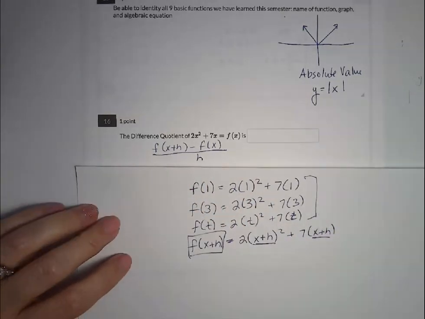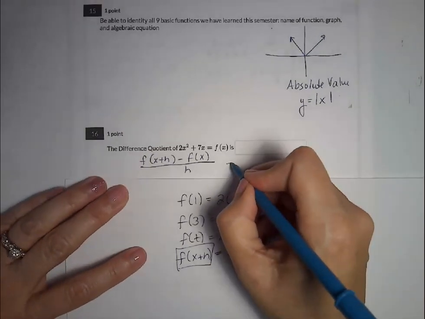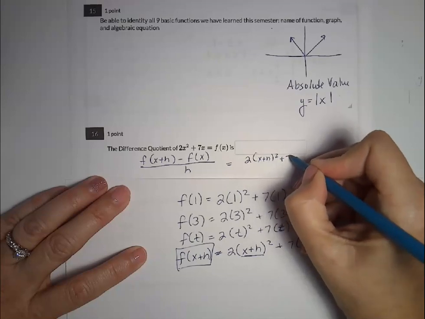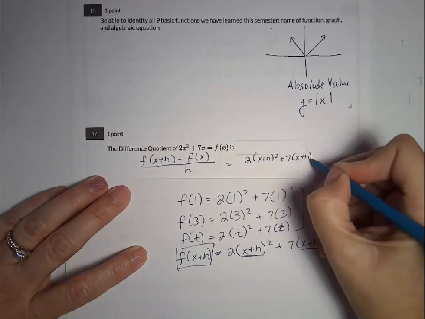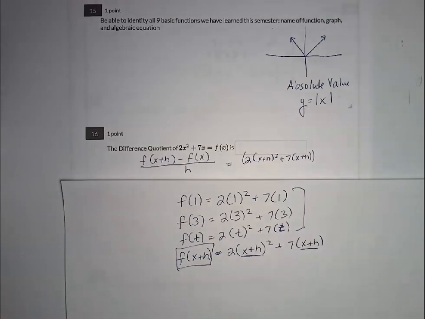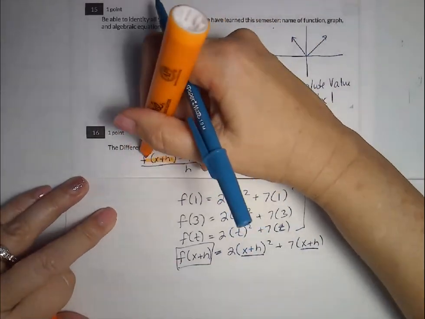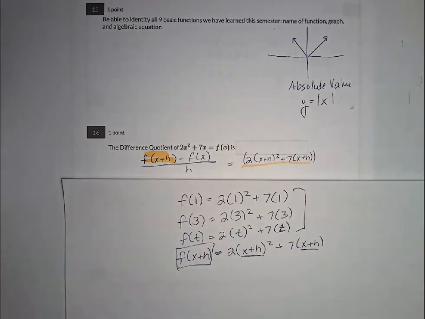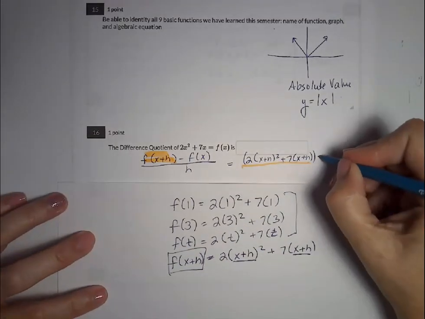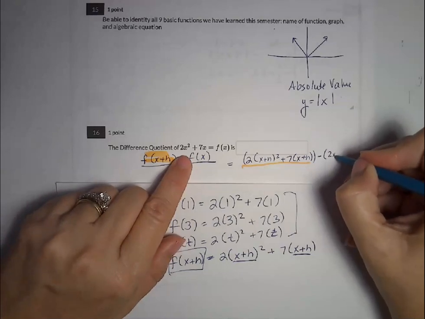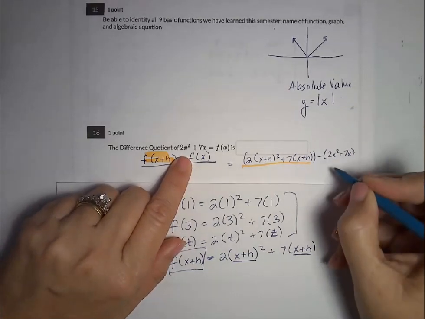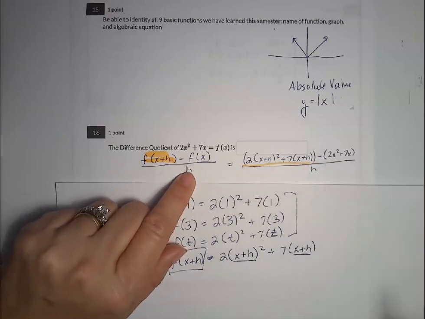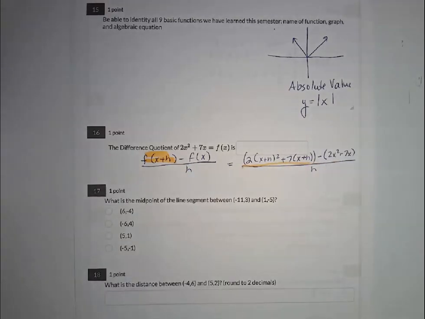Okay? So I could rewrite this now as 2 times x plus h squared plus 7 times x plus h. That is f of x plus h. That's what we just did right there. And then f of x, well, that's just the given problem, 2x squared plus 7x. So that was just given. Everyone sees, so don't make it harder than it is. And then h, well, that's just h.